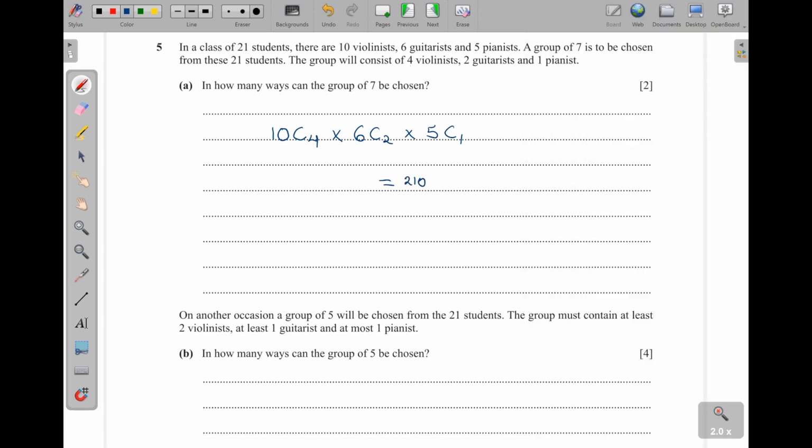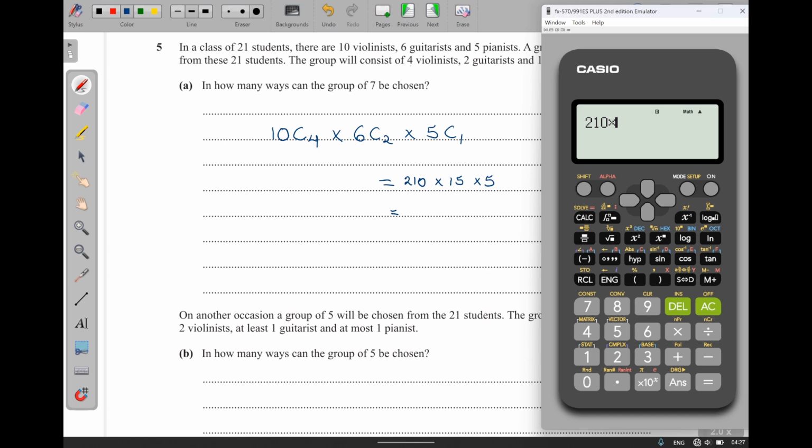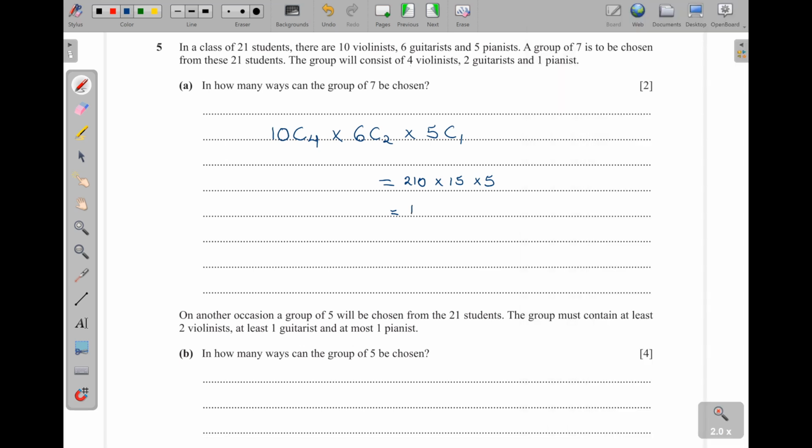Let me first write each of them. Then 6 combination 2. That will be 6 times 5, 30 divided by 2, that has to be 15. And then 5 combination 1 is a 5. So altogether, what do we get? 210 times 15 times 5. That is 15750. That's the answer there.